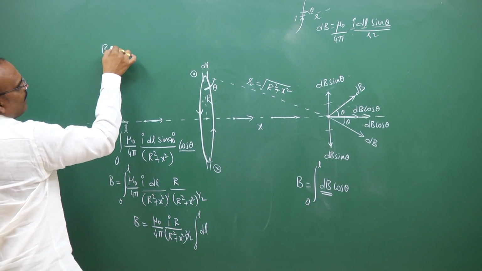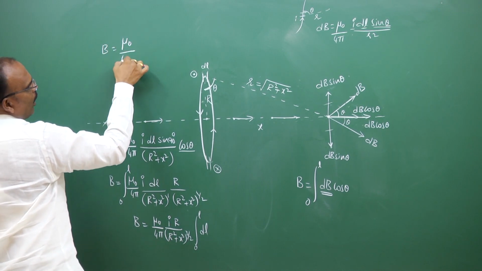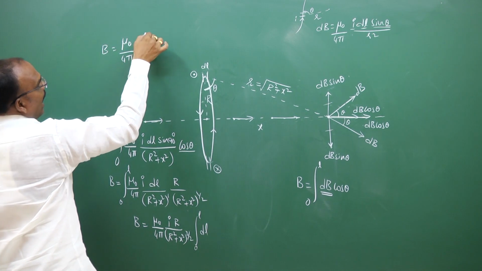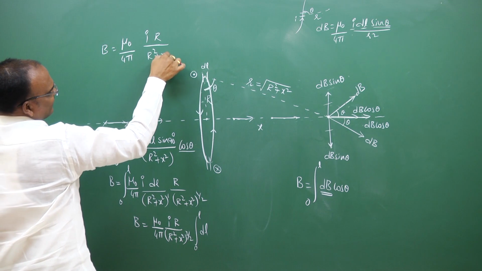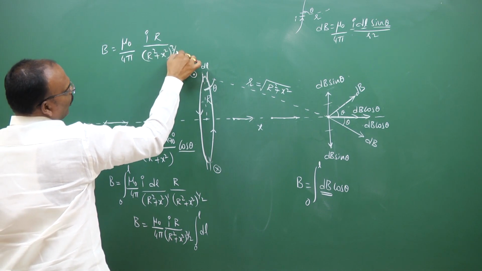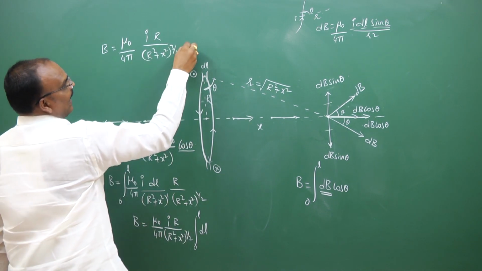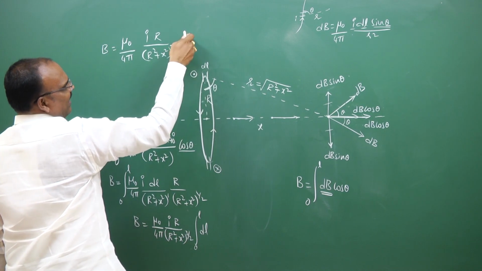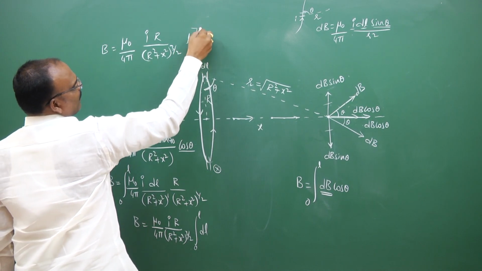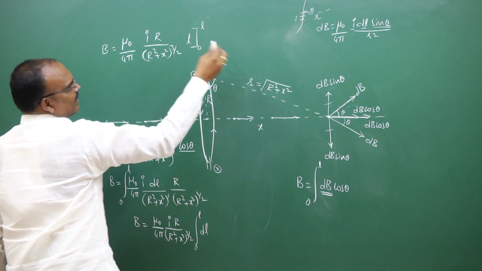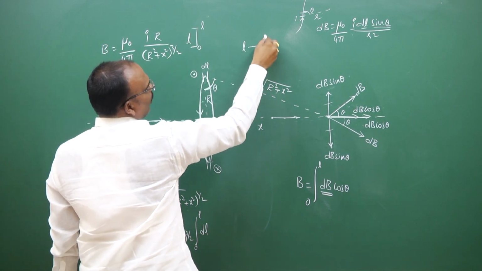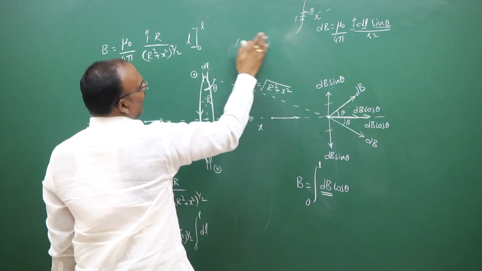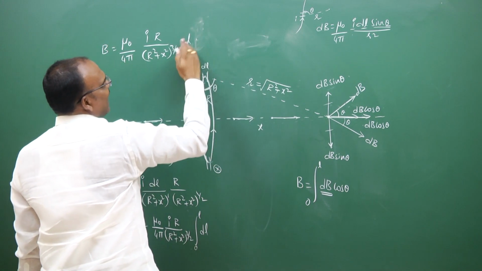So magnetic field B is equal to μ0/4π times I r divided by (r² + x²)^(3/2). The integral of dl is L, with upper limit L and lower limit 0. So you will get again L. That's why I am writing it as L.